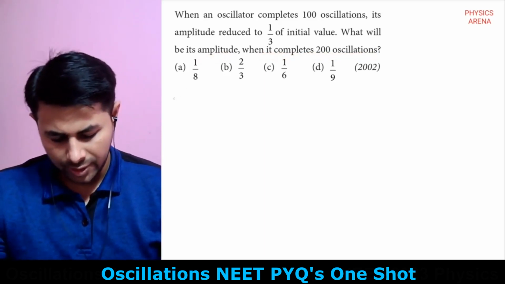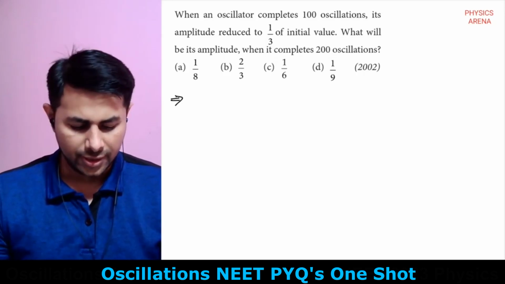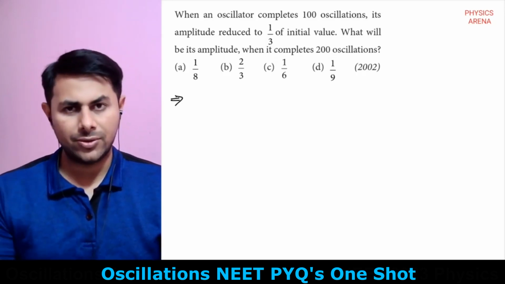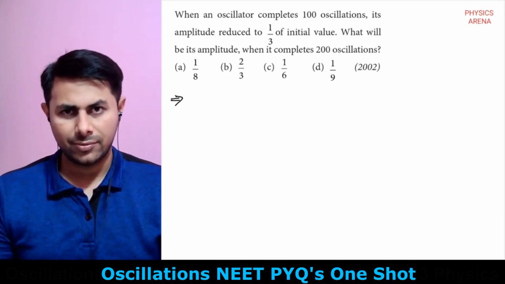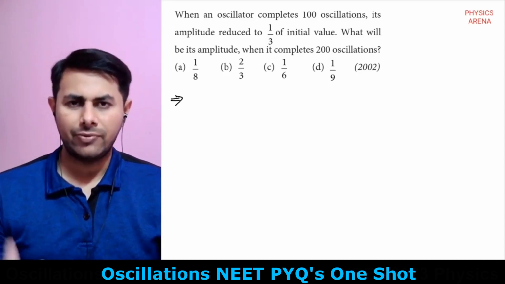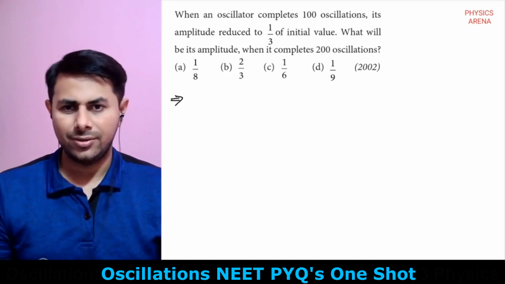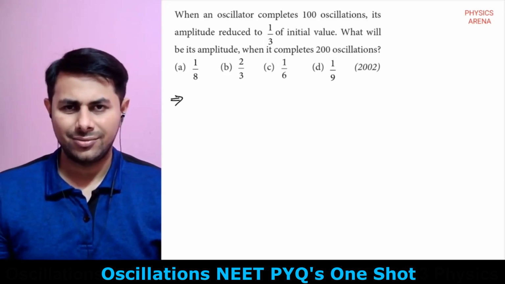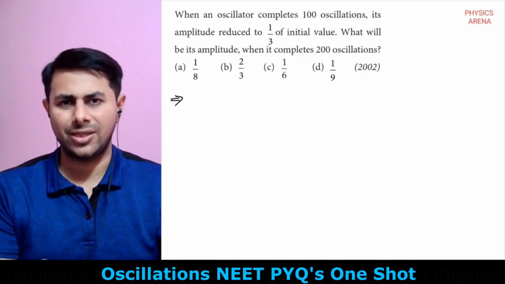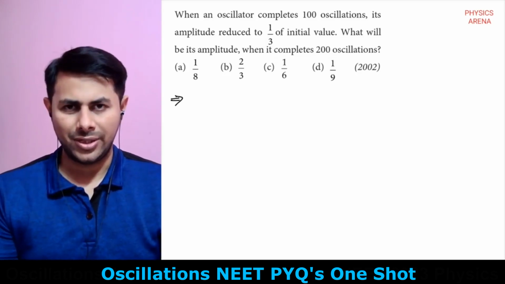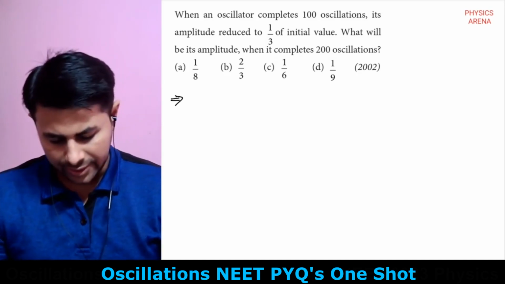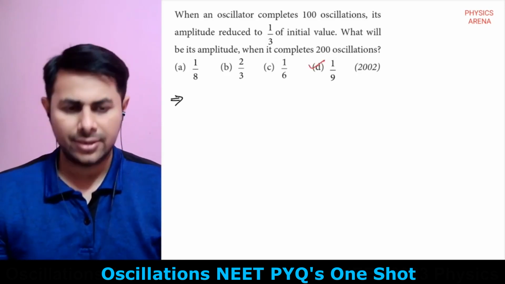Okay. So this is simple. See, now within 100 oscillations, it reduces to one third of the original value. After 200 oscillations, what will happen? It will reduce to one third of one third, right? This is another 100 oscillations, you can say. So it will reduce to one third of one third, that is 1 by 9 is the answer.